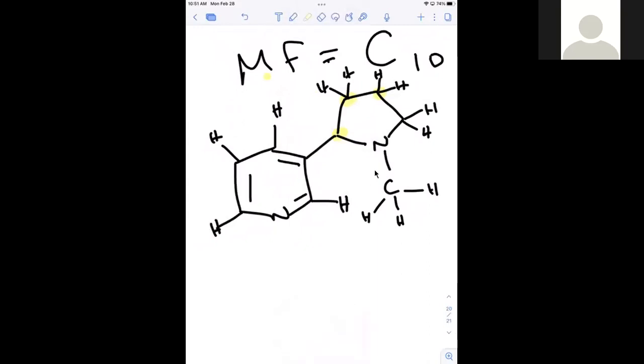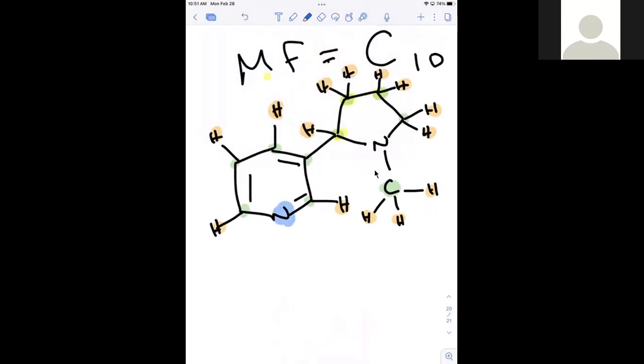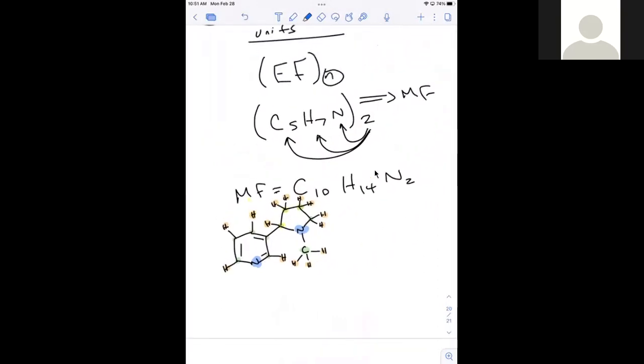So you can count it now. Let's do the H's first. So that's 1, 2, 3, 4, 5, 6, 7, 8, 9, 10, 11, 12, 13, and then I missed this one. 14 hydrogens. And then the carbons you can see here, 1, 2, 3, 4, 5, 6, 7, 8, 9, 10, right? And the nitrogens you can see are 1 and 2. So that is C10H14N2.